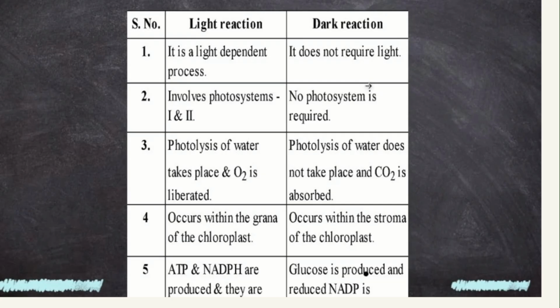For the light independent reaction, no photosystem is required. Photolysis, meaning the splitting of water, does not take place, and carbon dioxide is absorbed, right? The light independent reaction occurs within the stroma. The stroma is basically the space within our chloroplast. It's not the grana, it's not the thylakoid, it's just the little empty space on the side, right? And then we're going to produce glucose in our light independent reaction.